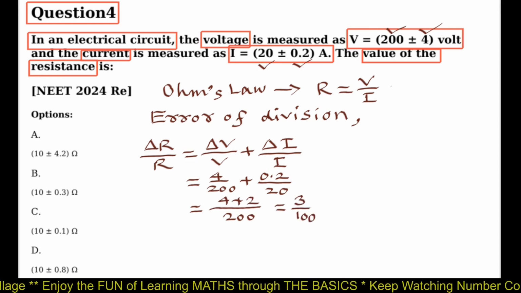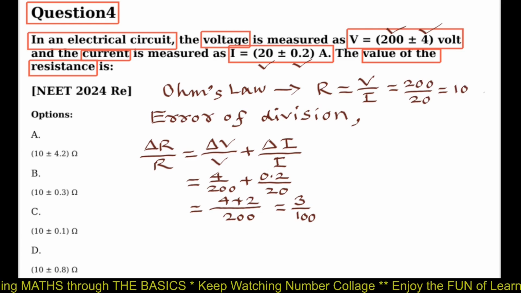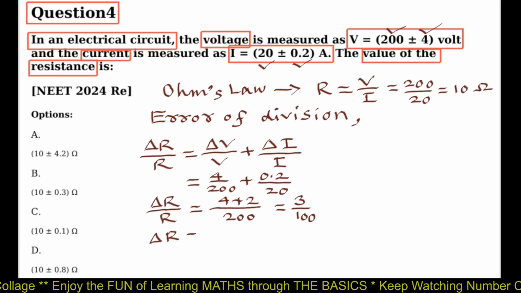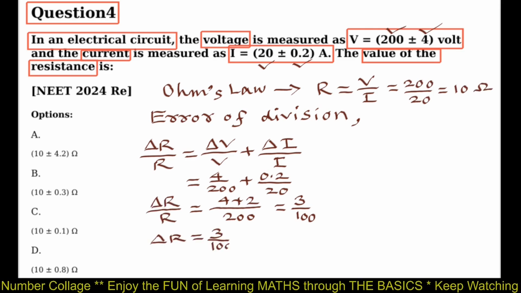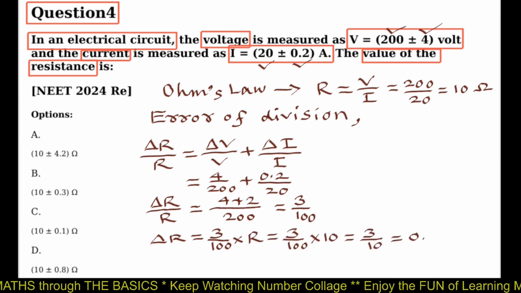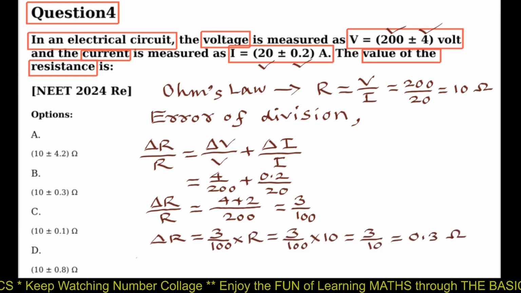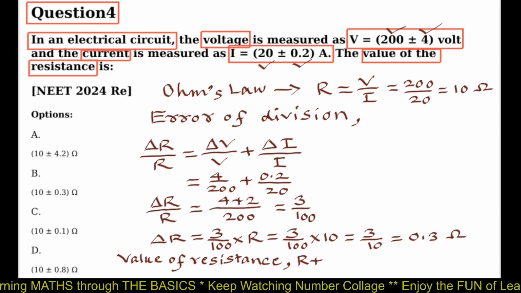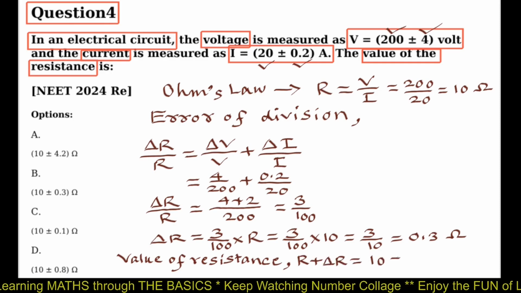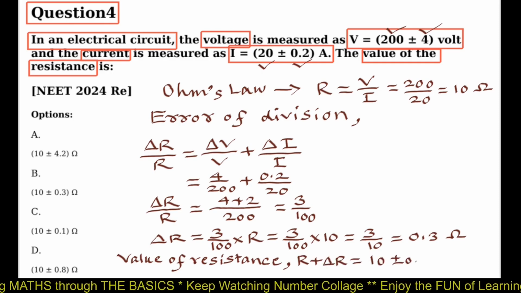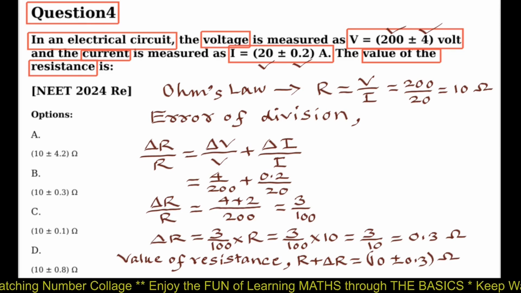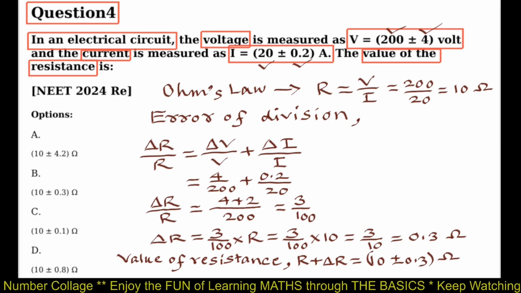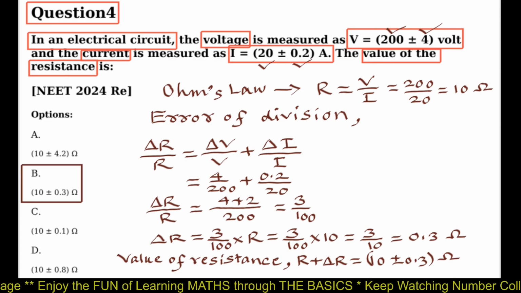Let's find R. 200 upon 20, 10 ohm. That gives delta R equals 3 upon 100 into R, 0.3 ohm. Now the value of resistance will be R plus delta R, 10 plus minus 0.3 ohm. So the correct answer option here is B, 10 plus minus 0.3 ohm.